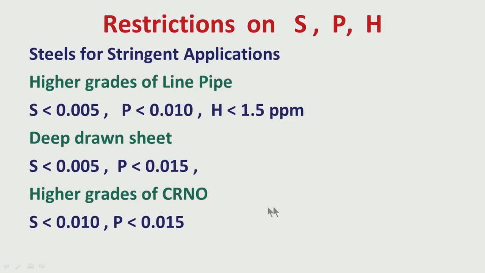Higher grades of CRNO. What is CRNO? Cold rolled non-oriented steel, which is used as magnetic material for motors and generators, or even some transformers. These have more silicon. Depending on the applications, silicon can be 1%, 1.5%, 2%, 2.5%, up to 3%. So here also there is a sulfur restriction, less than 0.1, and phosphorus less than 0.15.